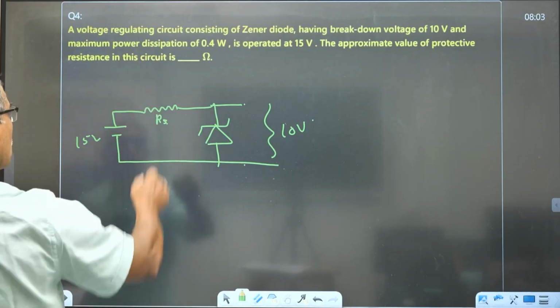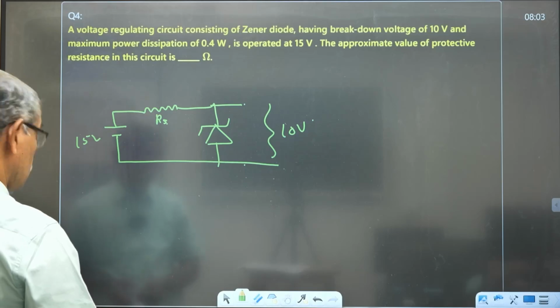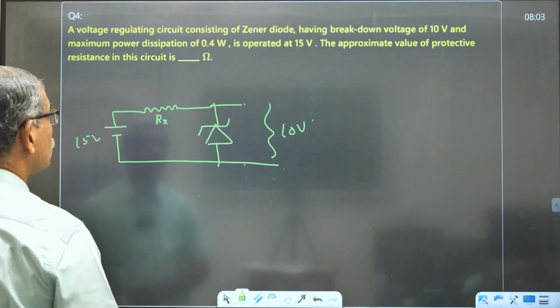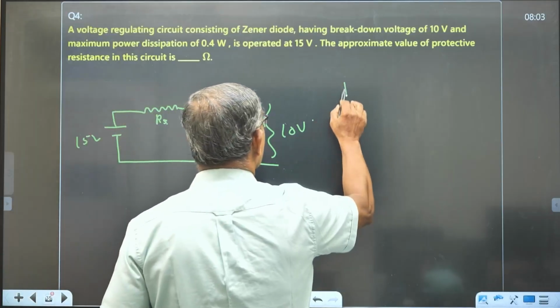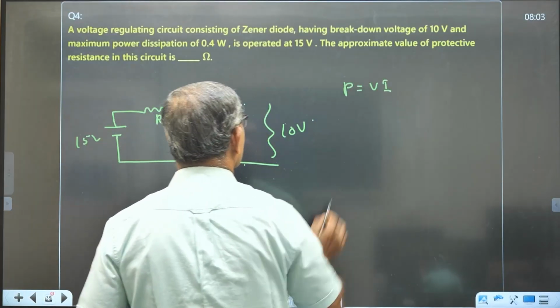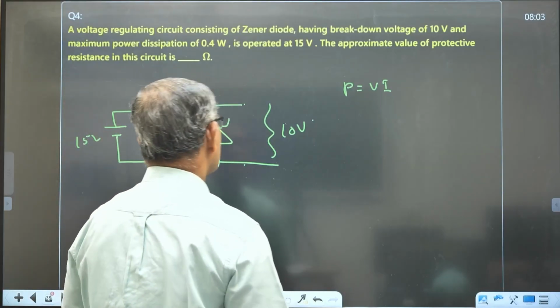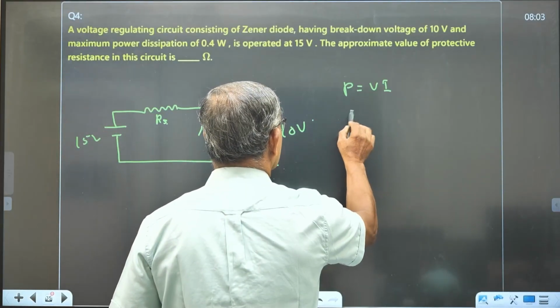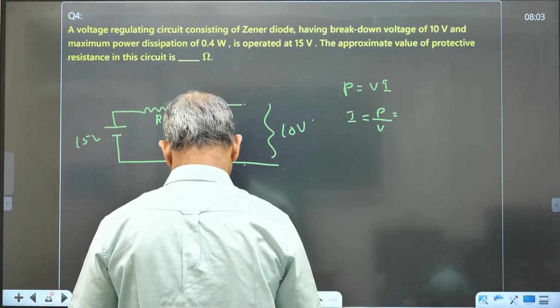The power is given to you. Power is equal to 0.4. At once you can calculate, power is equal to V into I, and therefore you can calculate the value of I. I is equal to P by V, P by V on calculation.